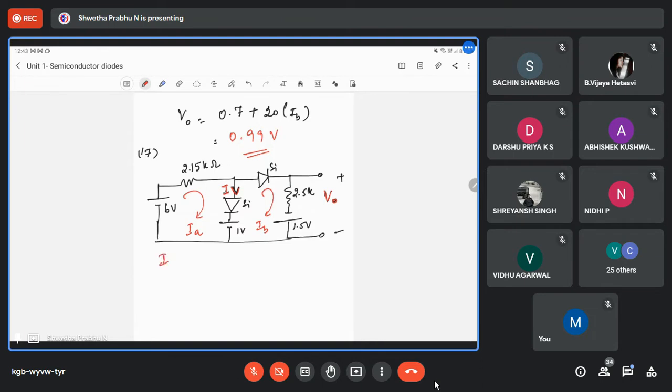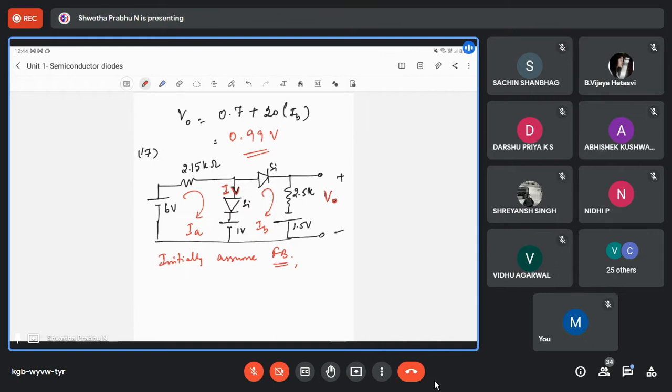Initially, we will assume both the diodes which are present in the circuit are forward biased. By getting the current value, if the total current which is flowing through the silicon diode, the main current I, is negative, then we will consider the diode as reverse biased. If it is positive, then we will consider the diode as forward biased. Did you understand? Yes, ma'am. I shall repeat once again.